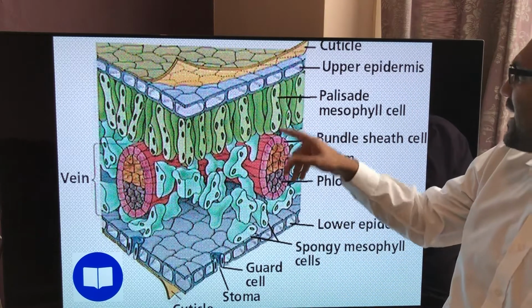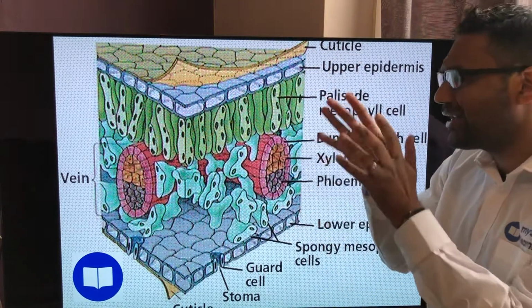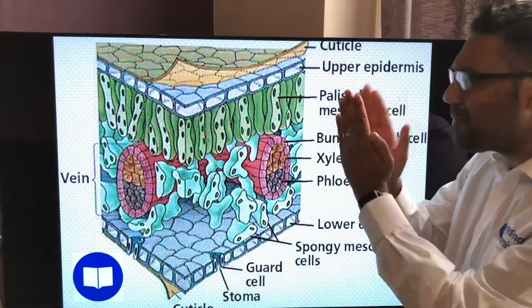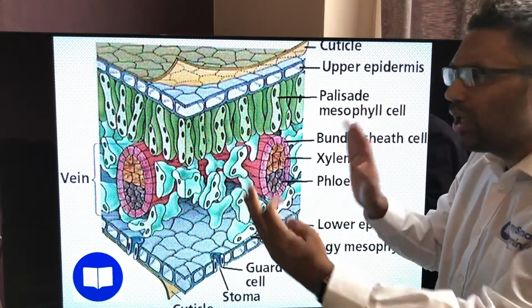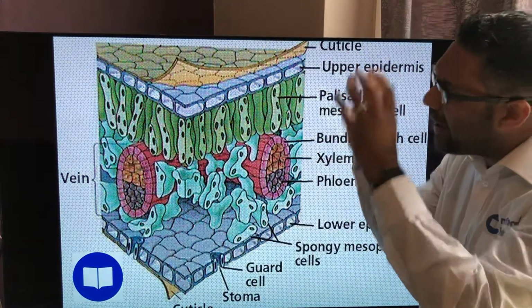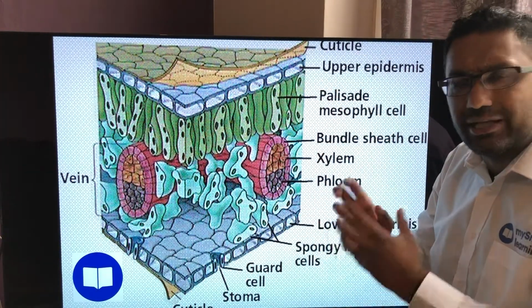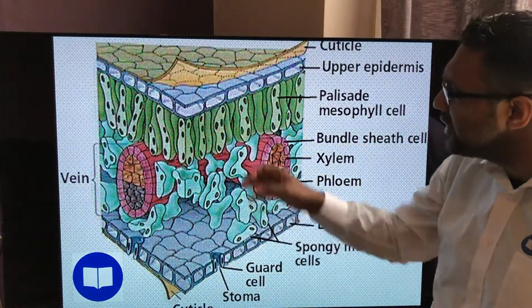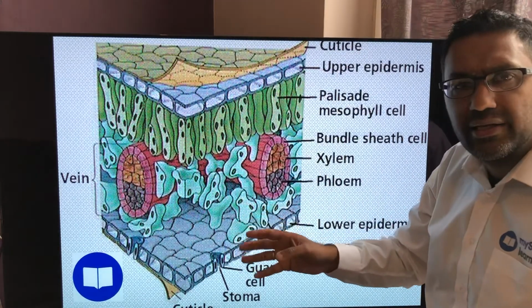The palisade layer then is regular and cuboidal. Why? Because then they can pack together like a brick wall. So therefore, it can capture and absorb as much sunlight as possible. You try and capture every single photon. If there's gaps between them, you're going to lose light.